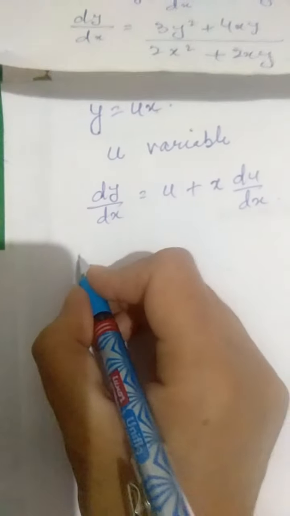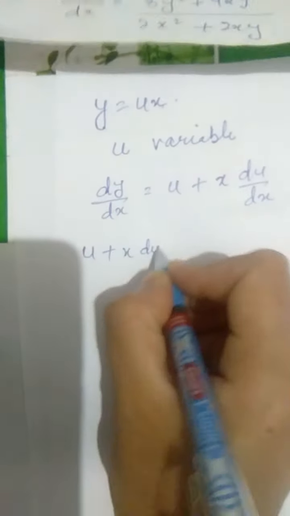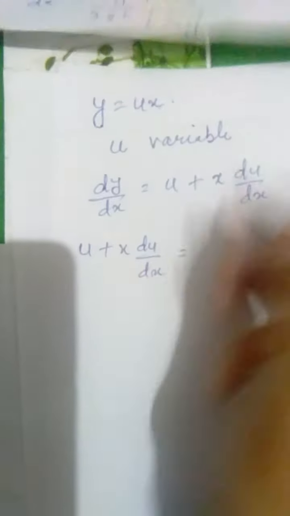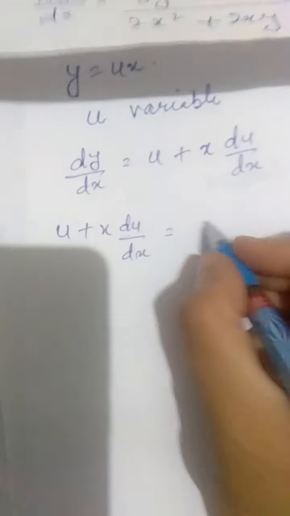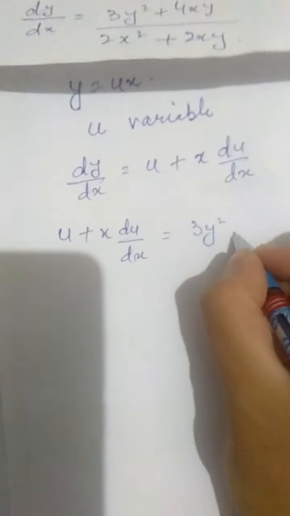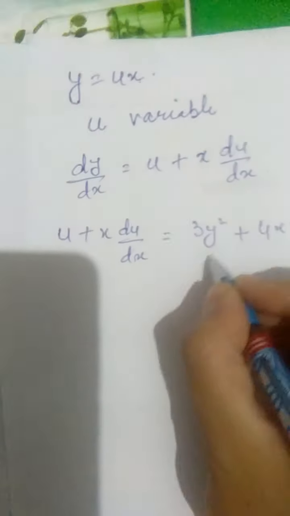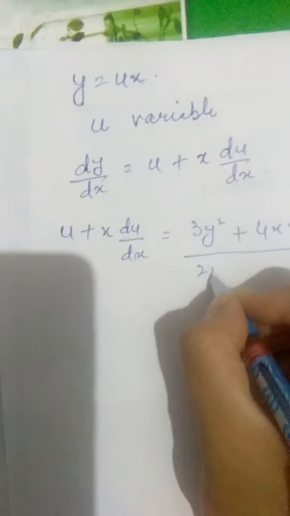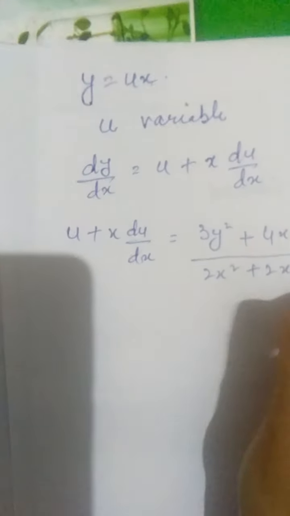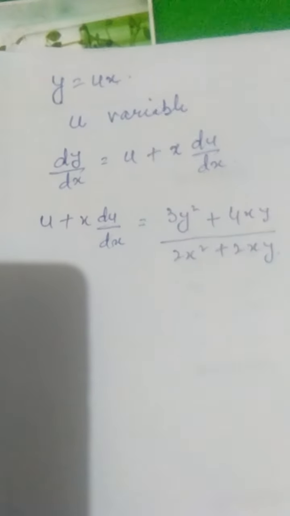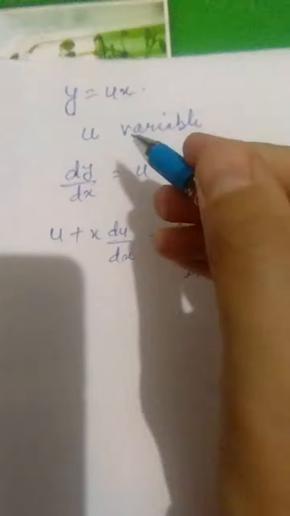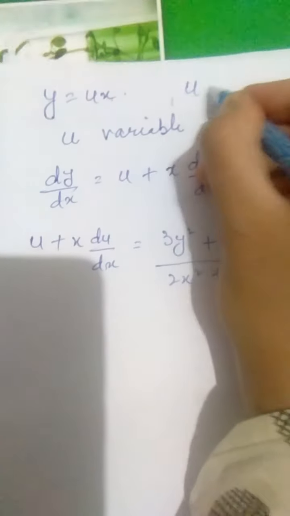So for dy by dx, we are writing u plus x du by dx is equal to 3y square plus 4xy divided by 2x square plus 2xy. So it is better to express the entire equation in terms of u only, right? Now what is u? From this, u is actually y by x.